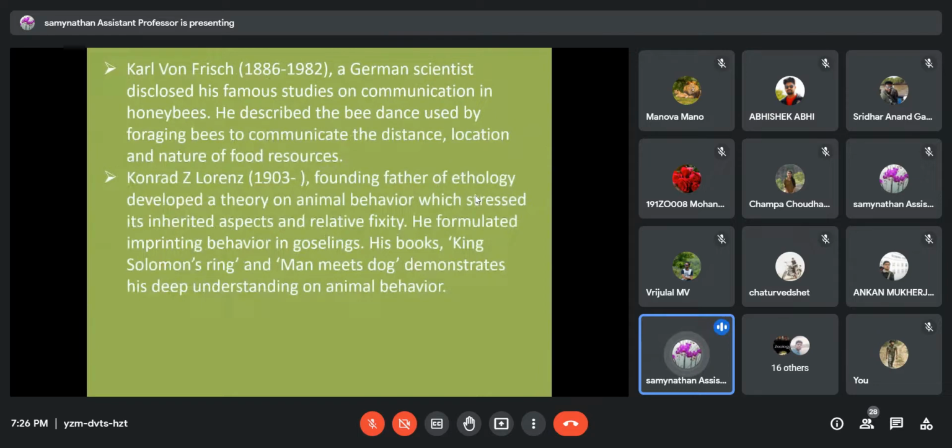Then Karl von Frisch, 1886 to 1982, a German scientist, disclosed his famous studies on communication in honeybees. He described the bee dance used by foraging bees to communicate the distance, location, and the nature of a food resource.